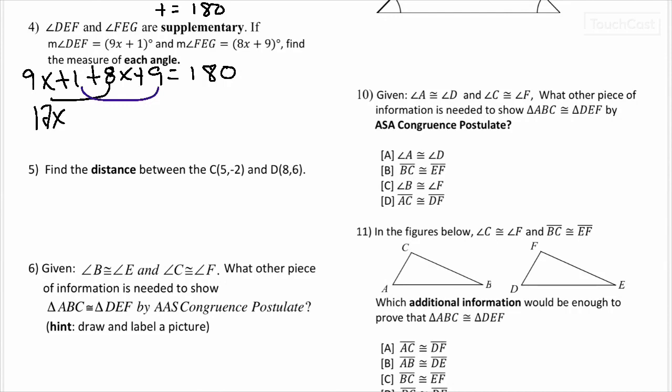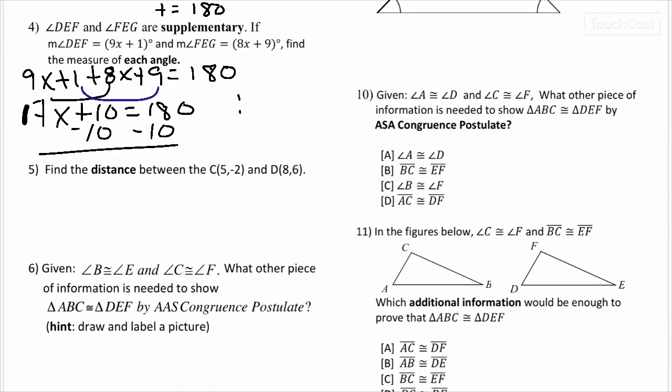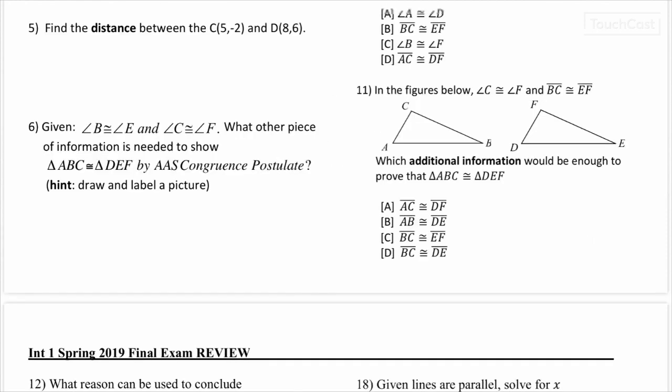Does not look nice. Okay, so that's 17x. And then 1 plus 9 is 10. And then I'll minus the 10. And then I get 17x equals 170. Divide by 17. And then x equals 10. Nice little bit of solving there.